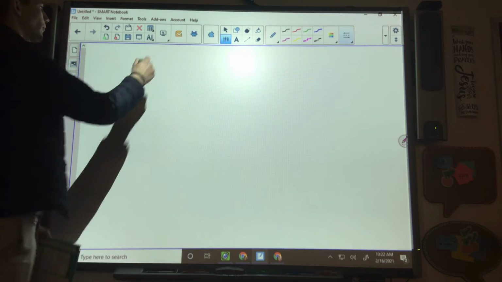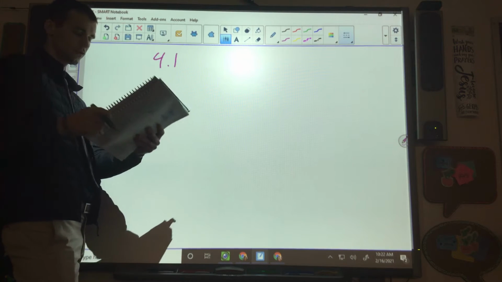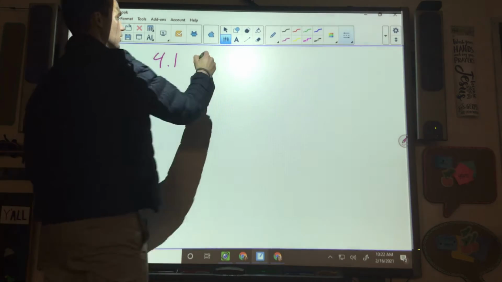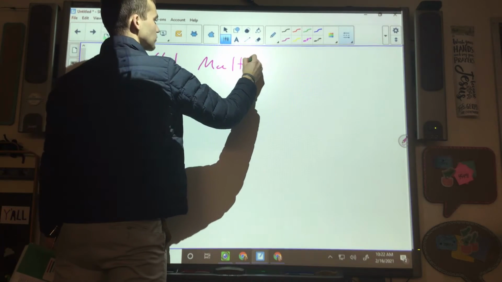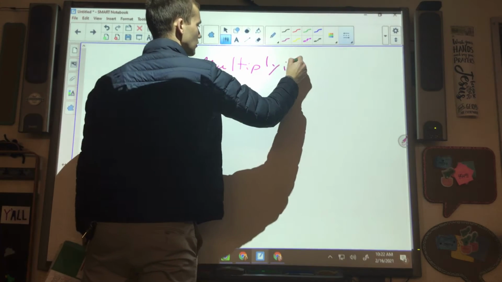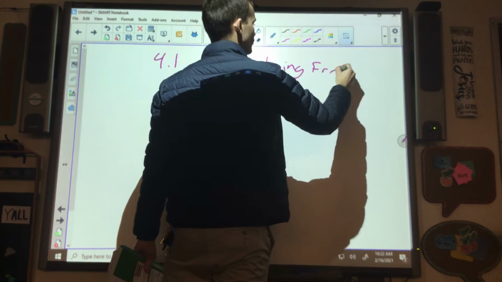Okay, section 4.1, page 165, multiplying fractions.